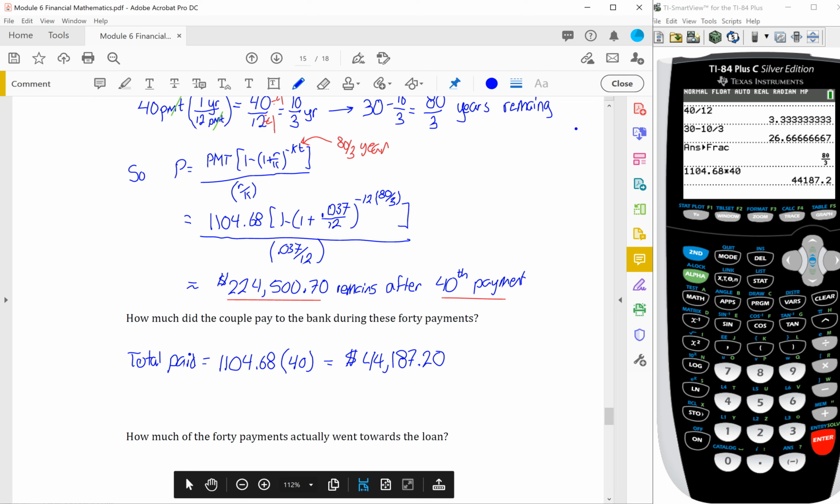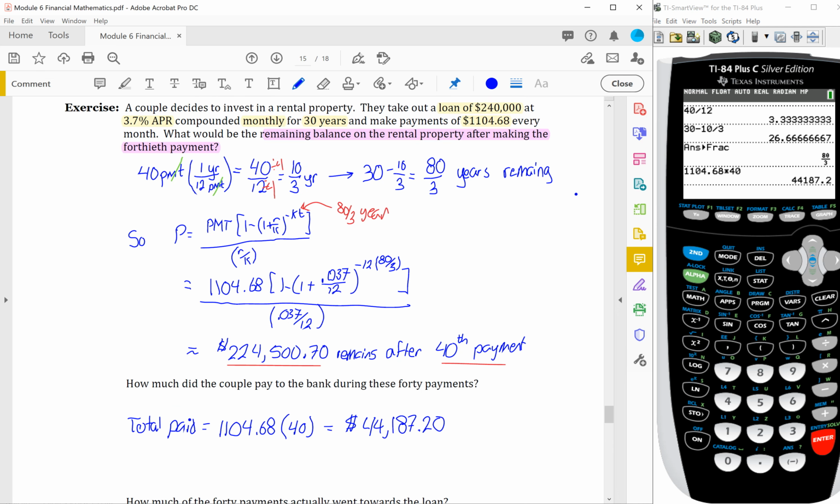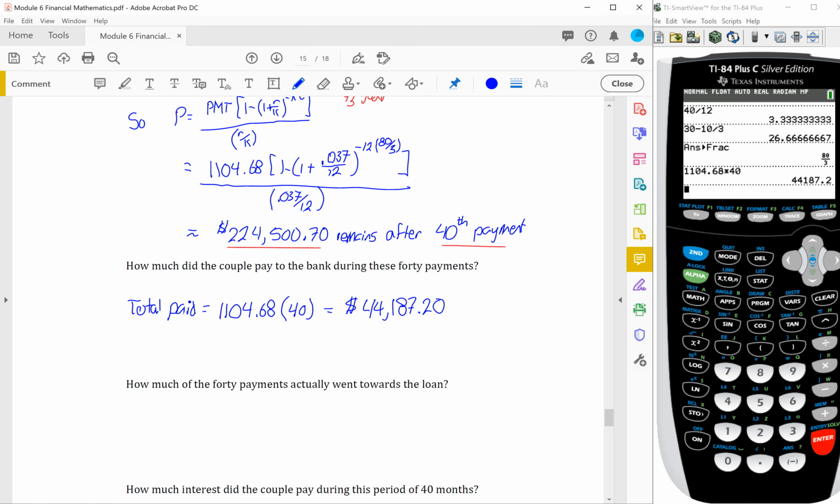Okay. How much of the 40 payments actually went towards the loan? Well, remember, they're making these payments, but this does not mean the loan was reduced from $240,000 by $44,000, because notice the loan only went from $240,000 to $224,000. So how much actually goes towards the loan? Here I'm going to look at your change in balance. We started with a loan balance of $240,000.